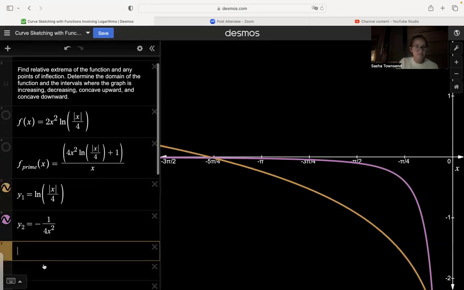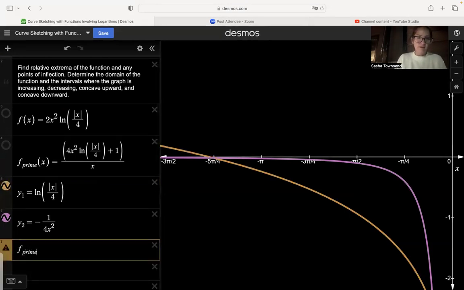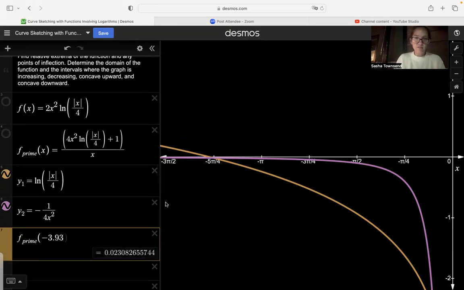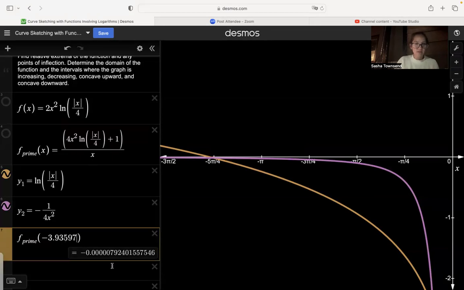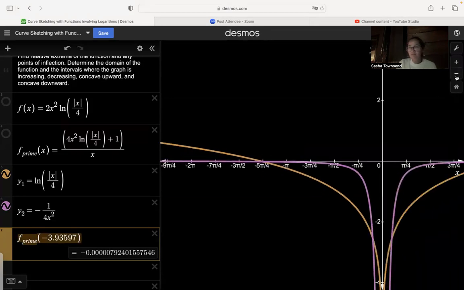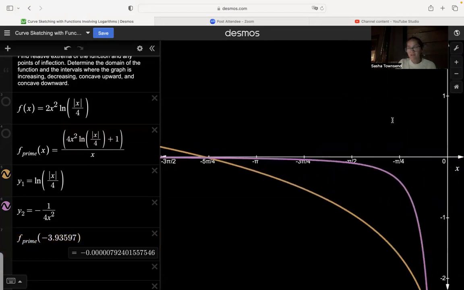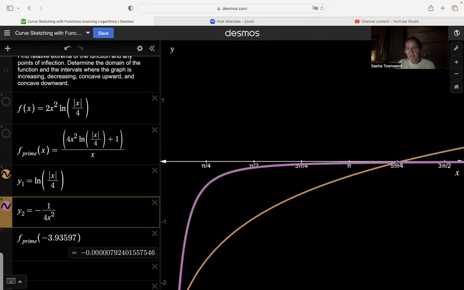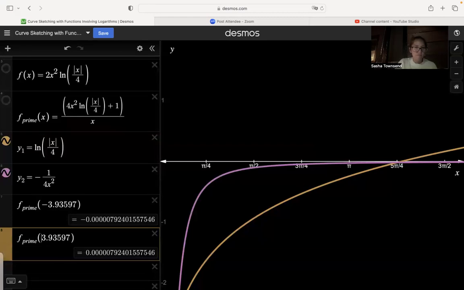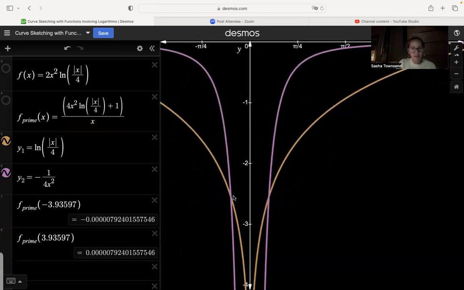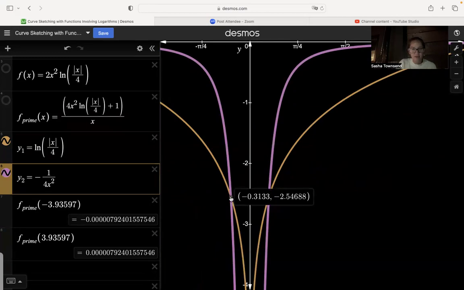So f prime, I think it's going to be 0 at -3.93597. It's not exactly 0, but it's really close. And then by symmetry, we should have the same thing on the other side over here. I think those intersect at exactly the same x value, but positive. And we see that that y value on f prime is very, very small. Now I said that there's also another x value where they intersect. It looks like that's -0.3133.